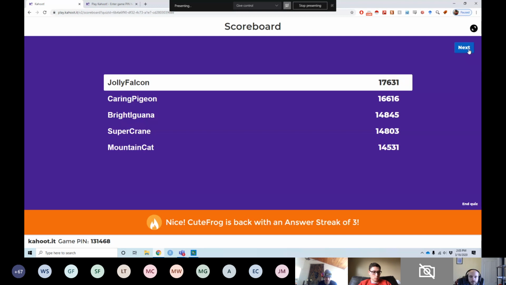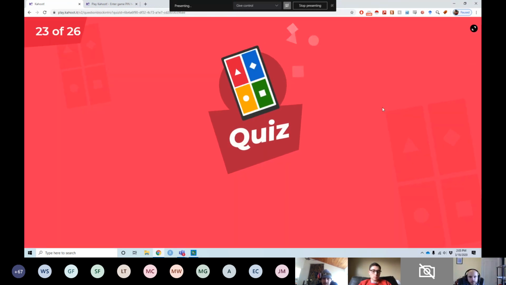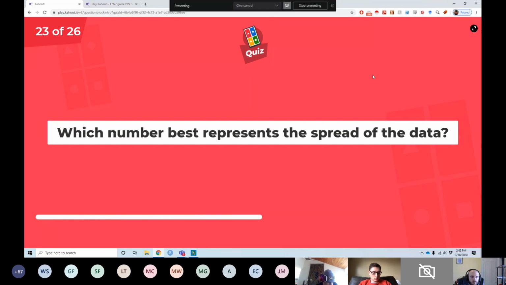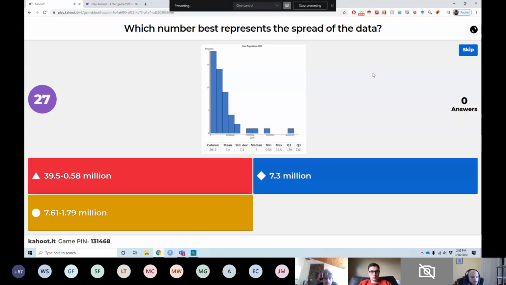Okay, next question. Involving the same example, same histogram, same statistics about states' populations. So this negative, this is a subtraction, not necessarily a range.